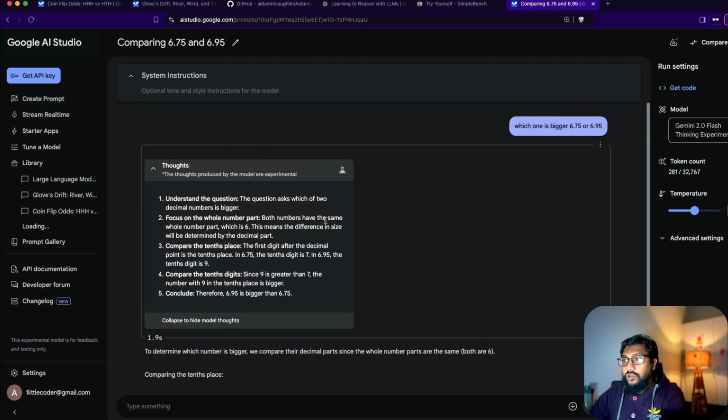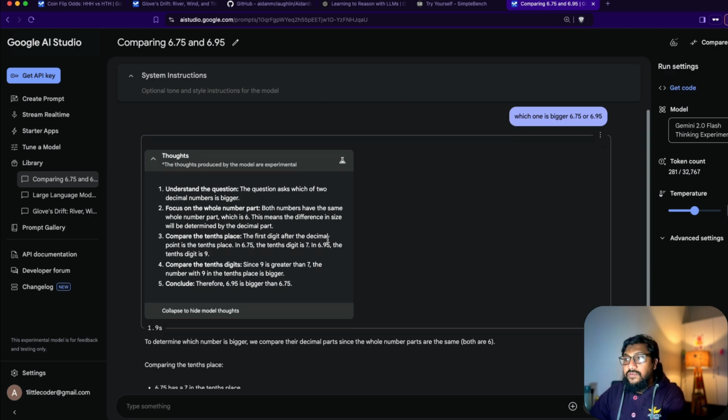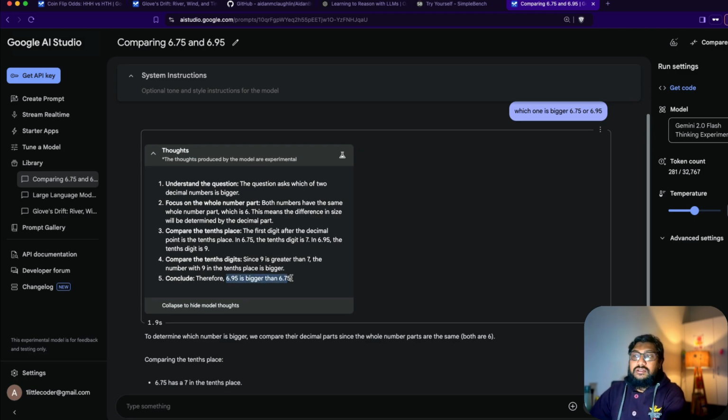The question is this: both numbers have the same whole number part, which is 6. This means the difference in size will be determined by the decimal part. The first digit after the decimal point is in the tenths place. So it says it is tenths, and then it is doing the comparison, and then it is saying that 6.95 is bigger than 6.75.